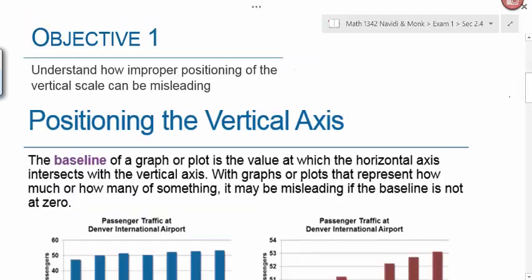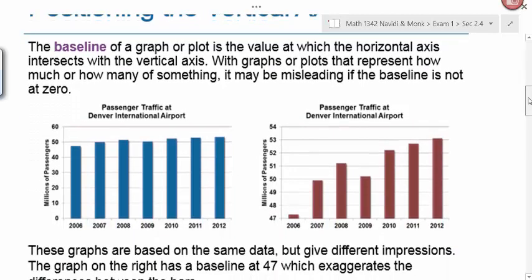Objective 1 is to understand how improper positioning of the vertical scale can be misleading. The baseline of a graph or a plot is the value at which the horizontal axis intersects with the vertical axis. With graphs or plots that represent how much or how many of something, it may be misleading if the baseline is not zero. This is one of the things that will cause a graph to be misleading.